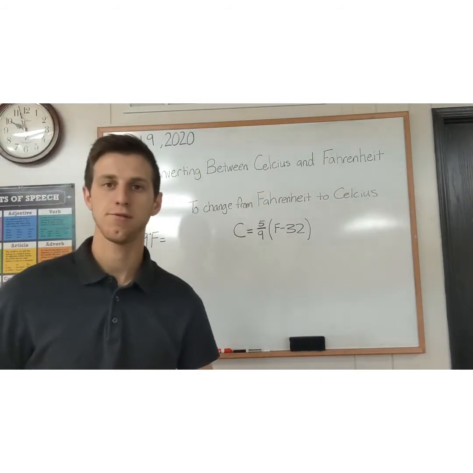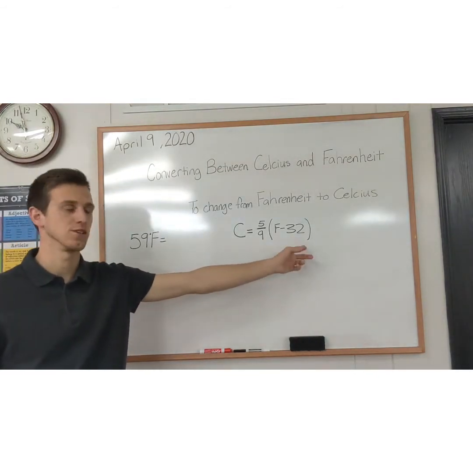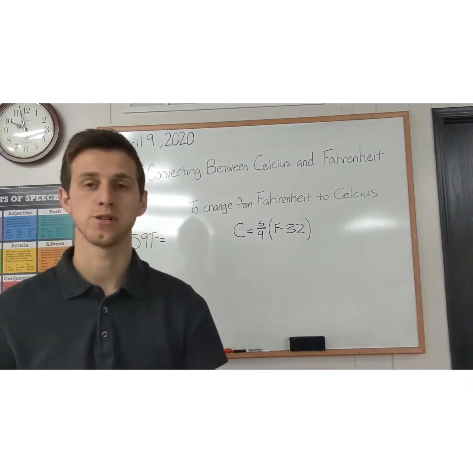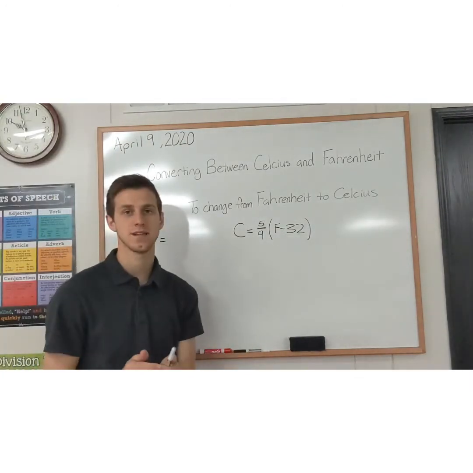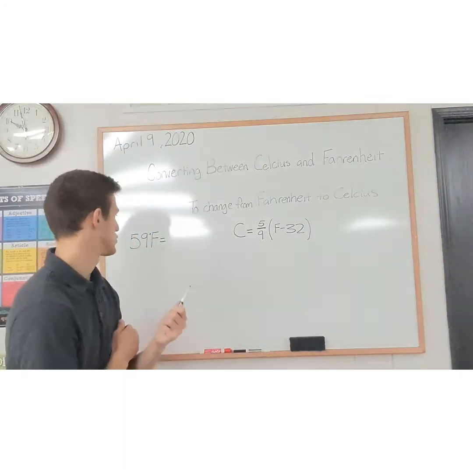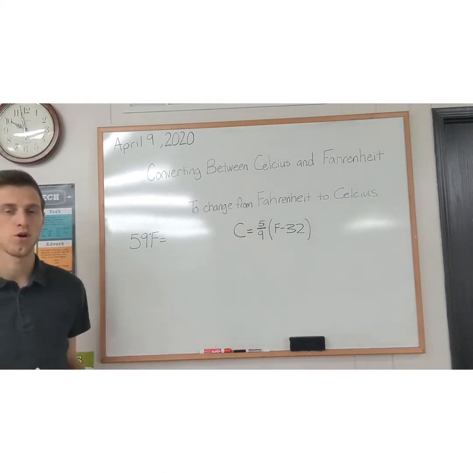All right, now for converting to our Celsius, notice we're taking away 32, because remember, 0 degrees Celsius is equal to 32 degrees Fahrenheit. So we're going to subtract this now from our Fahrenheit to get our Celsius, okay? So we have 59 degrees Fahrenheit. So let's go ahead and just solve our formula.